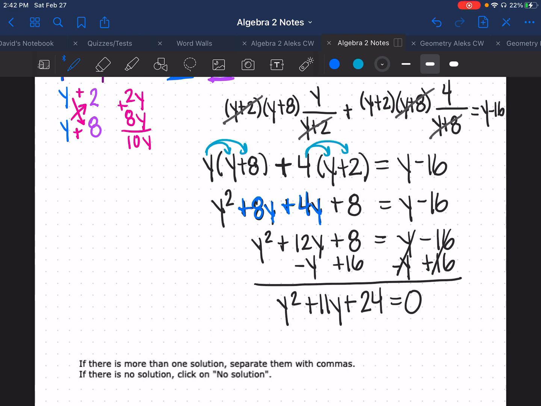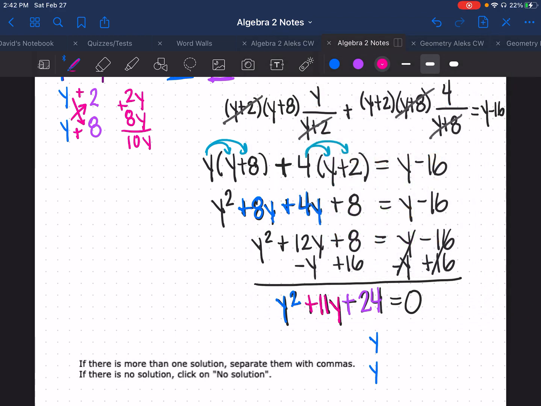What I'm going to do next is go ahead and factor this. I have to factor. So I'm going to look at my factors of y squared, which are, let me see, I can do it right down here, y times y, and the factors of 24 that would give me 11. 11 is what I need.